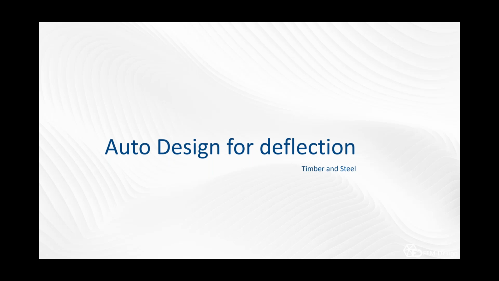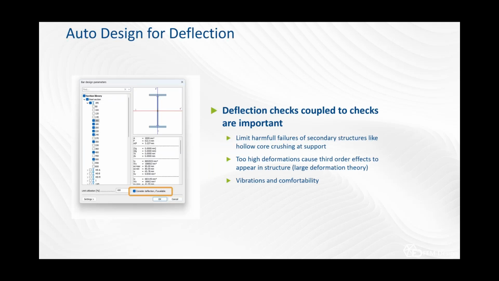Auto design for deflection for timber and steel. So why do we do this? Well, to limit harmful failures of secondary structures like hollow core crushing, to hide deformations caused by third order effects that can appear, and for vibrations and comfortability.